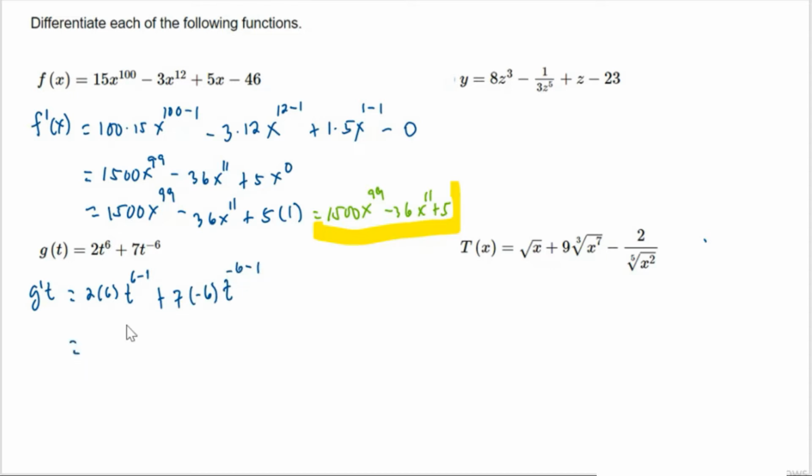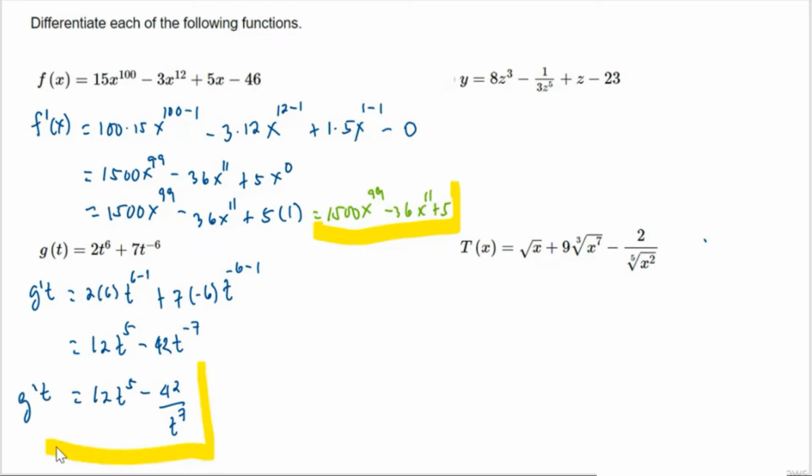So simplifying this one, we have 2 times 6 is 12 of t to the power of 5. Positive 7 times negative 6 is negative 42 of t to the power of negative 7. If we want to avoid writing negative exponents, we can simplify the second term. So we can write now 12t raised to 5 minus 42 over t raised to 7. So this is now our answer for number 2.